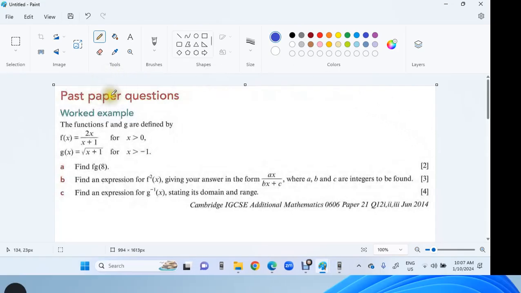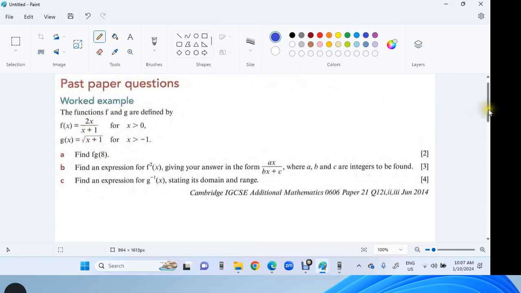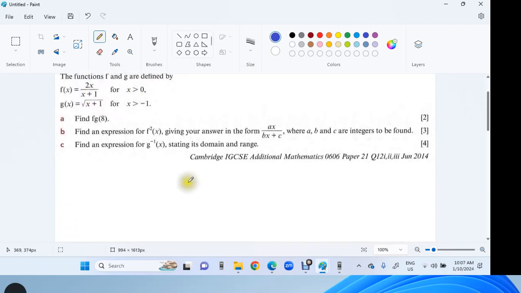So we look at the past paper question. Worked example: the functions f and g are defined as this. The question asks us to find fg(8). First we find g(8). So g(8) is square root of 8 plus 1, then that is square root of 9, that is 3.